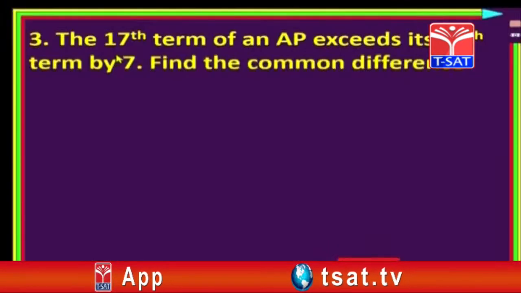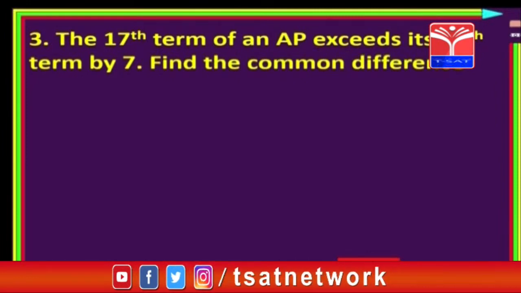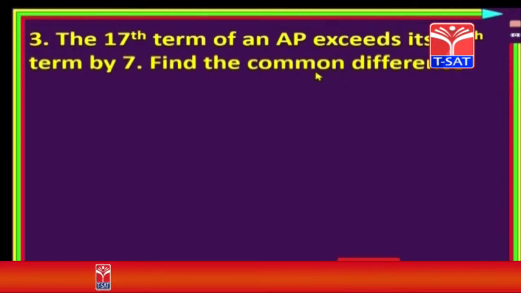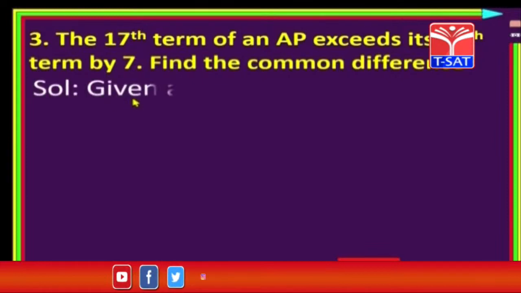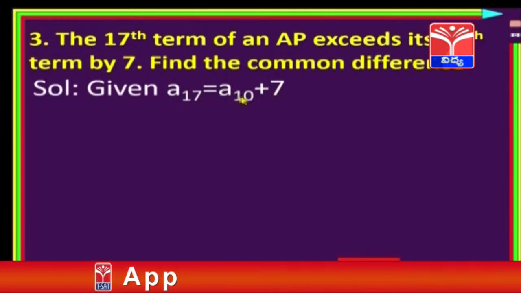Here is one interesting problem. The 17th term of an AP exceeds its 10th term by 7, then find the common difference. Okay. So write the condition. What is the given data? 17th term is denoted with A17 which exceeds the 10th term by 7. So that can be written as A17 is equal to A10 plus 7. 17th term exceeds 10th term by 7 means we have to increase the 10th term by 7, then we will get the 17th term. That is the condition.